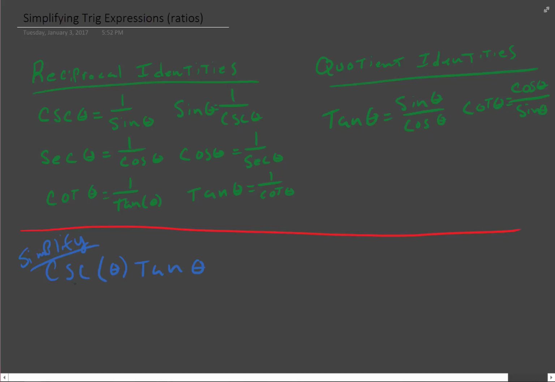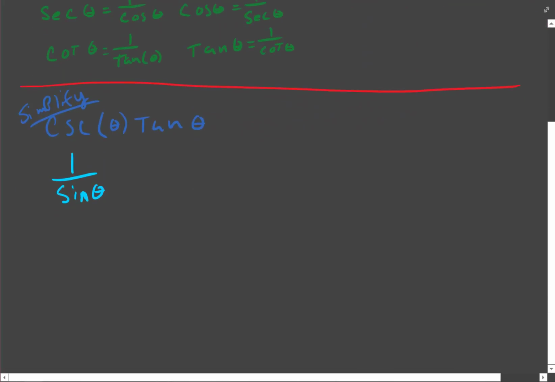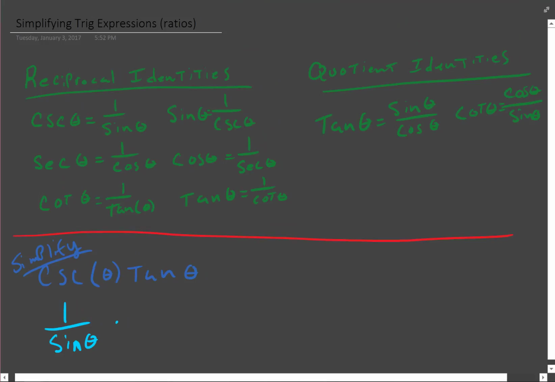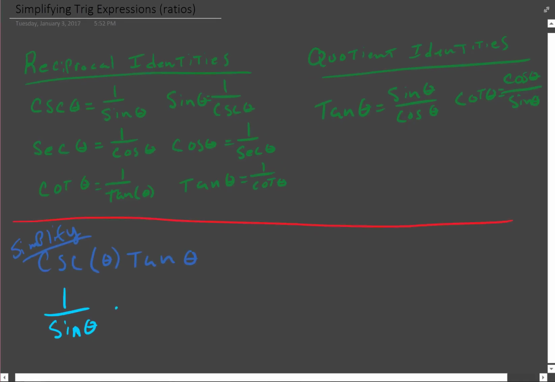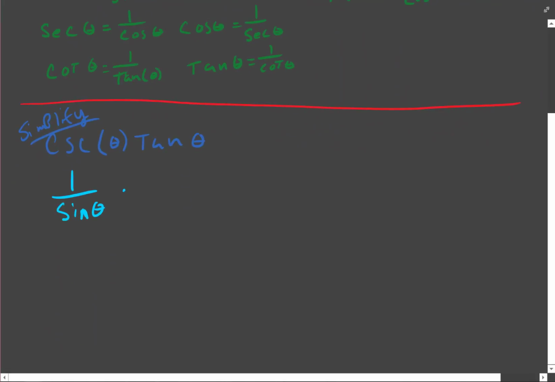We've got a reciprocal function, cosecant, and we've got tangent here. So, well, we know that cosecant is the same as 1 over sine of theta. So let's start by rewriting this as 1 over sine of theta times, well, how can we express tangent in terms of sine and cosine? Well, from the quotient identities, which hopefully you have just in your head, we know that tangent is sine of theta over cosine of theta. So let's write this as sine of theta over cosine of theta.